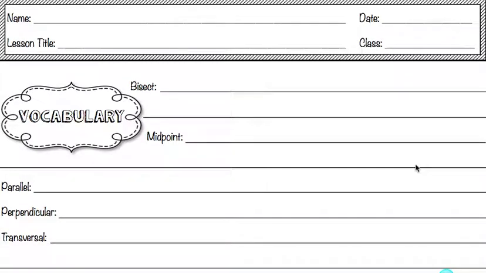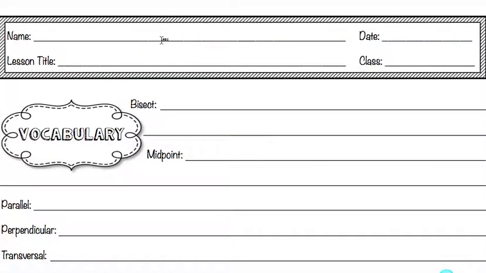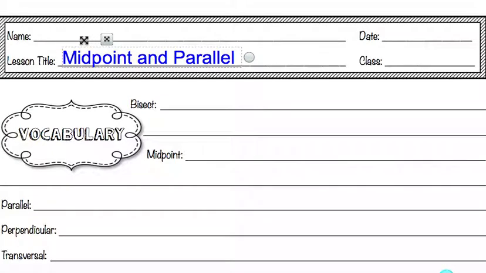In this lesson, we're going to learn about different types of angles, and also how to find the midpoint of a line segment and what that means. So let's start with the title of our lesson. The title of our lesson is Midpoint and Parallel Lines. So I'm going to type midpoint and parallel lines. And we'll start with some vocabulary.